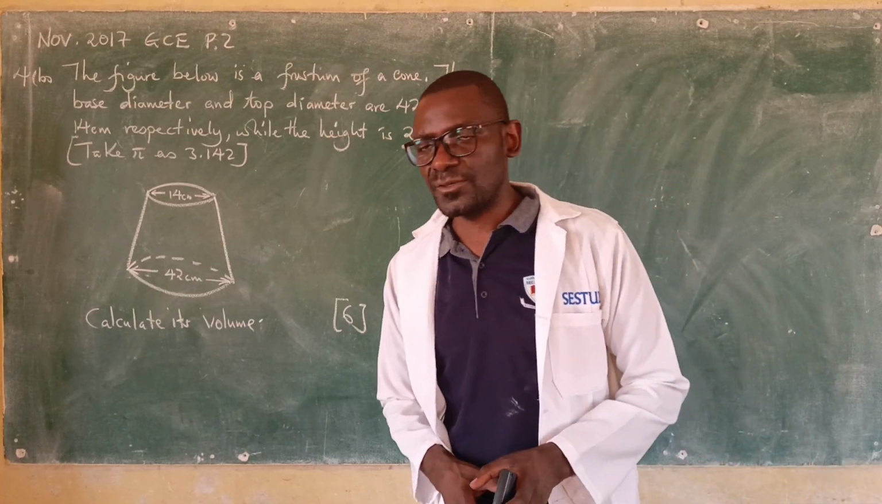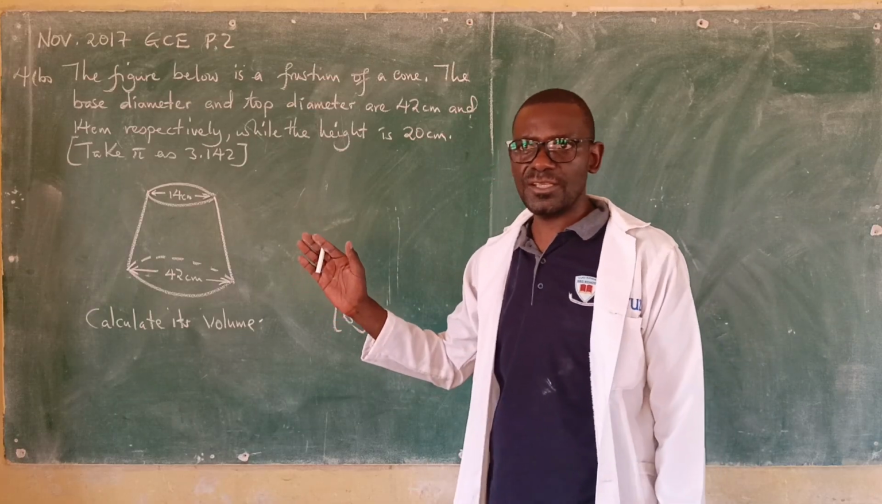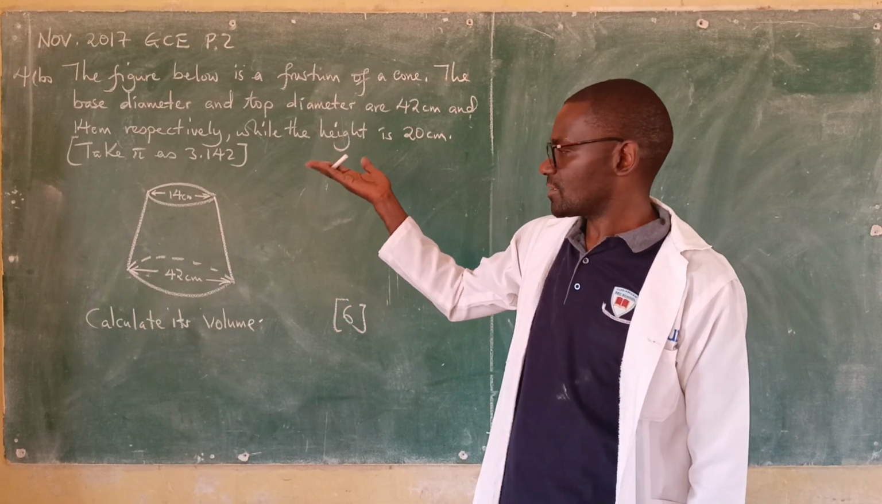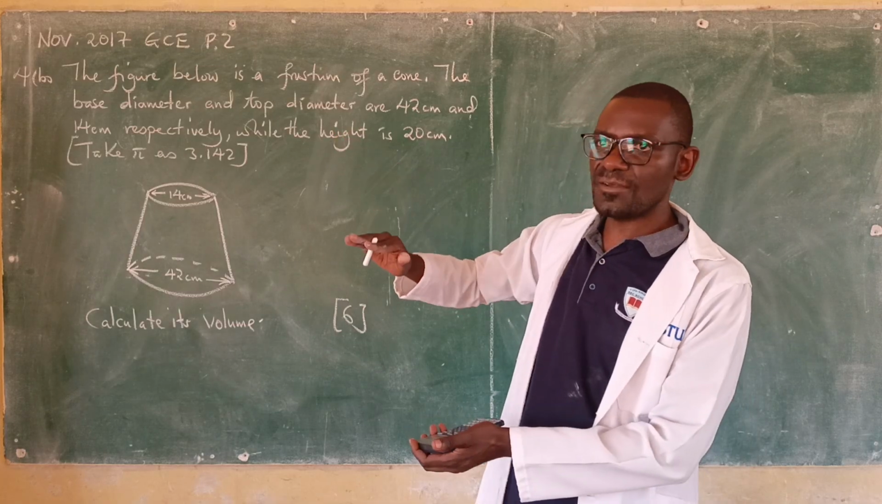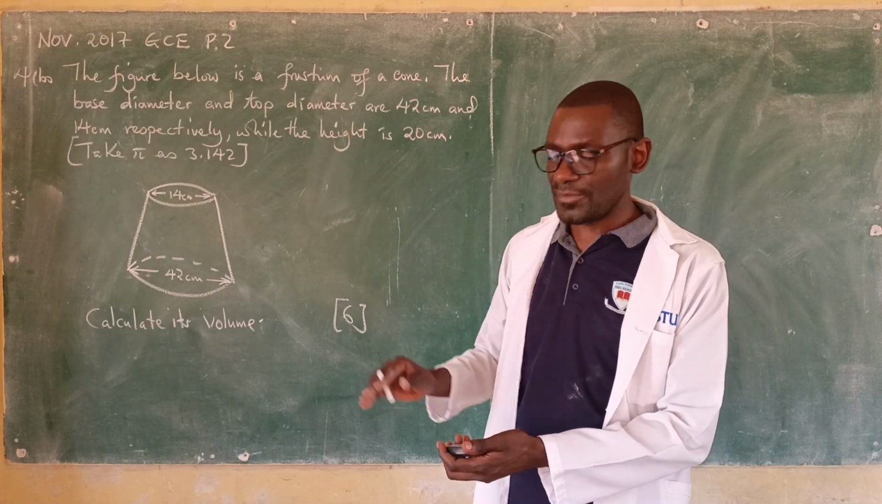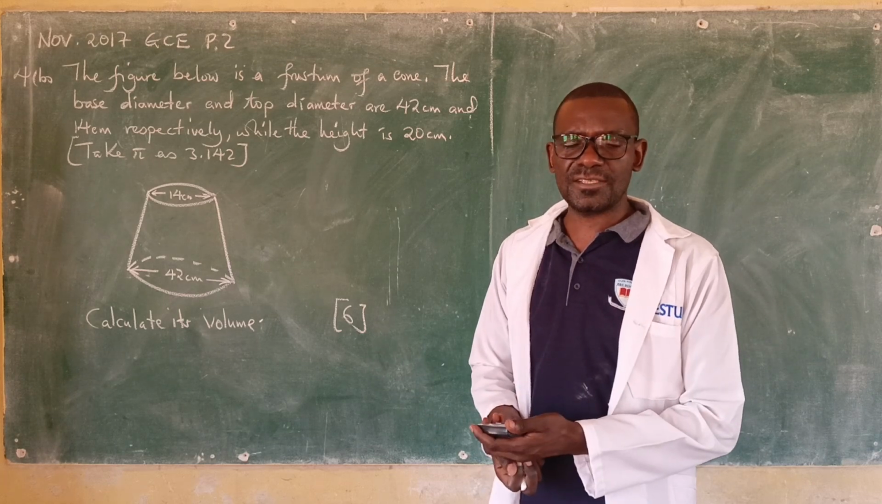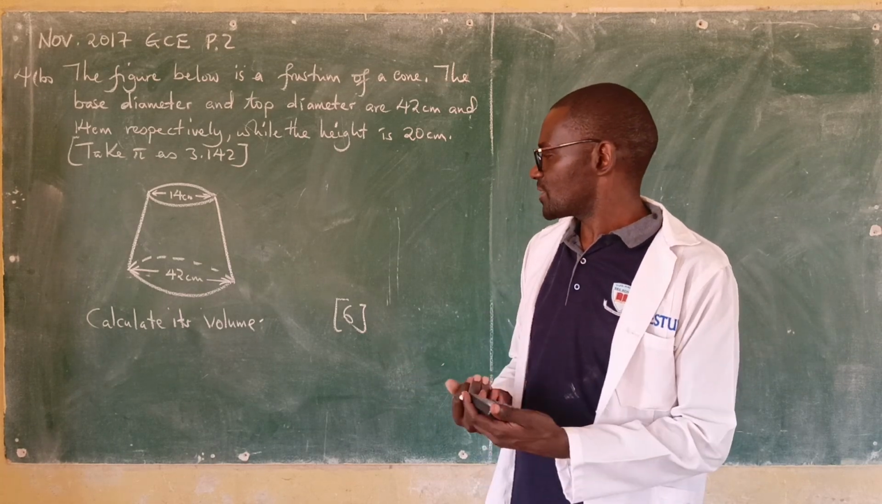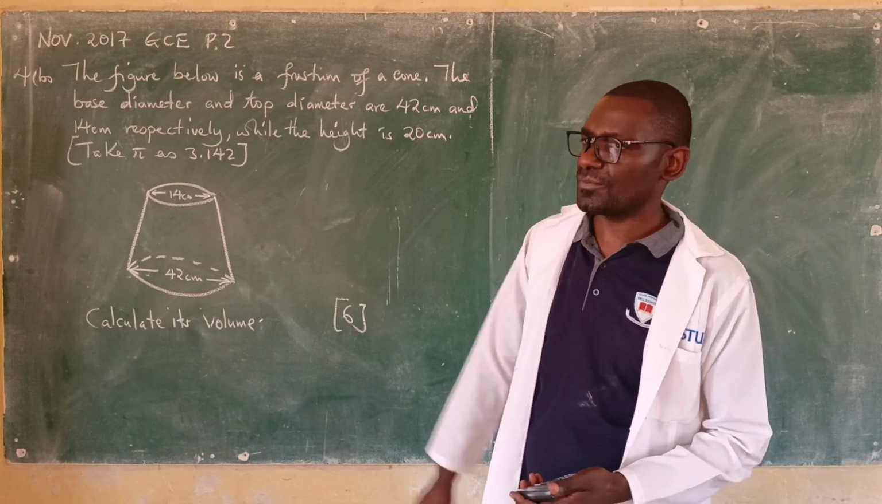So calculating the volume of a frustum. Now, a frustum is simply that part of the cone. If you cut a certain part, and the remaining part of the cone is a frustum. Examples of frustums could be buckets, cups, and all that, those that are in this shape.